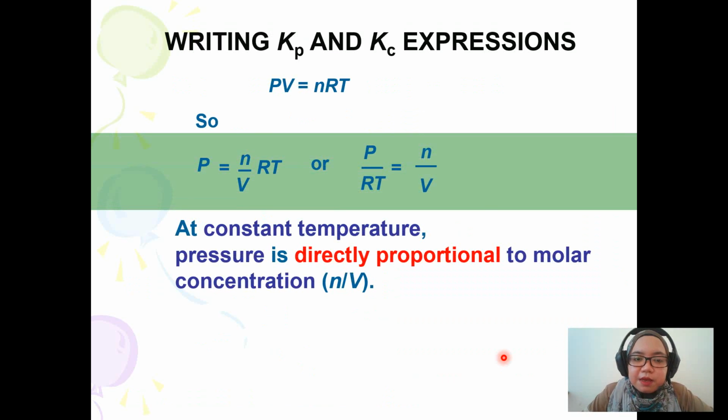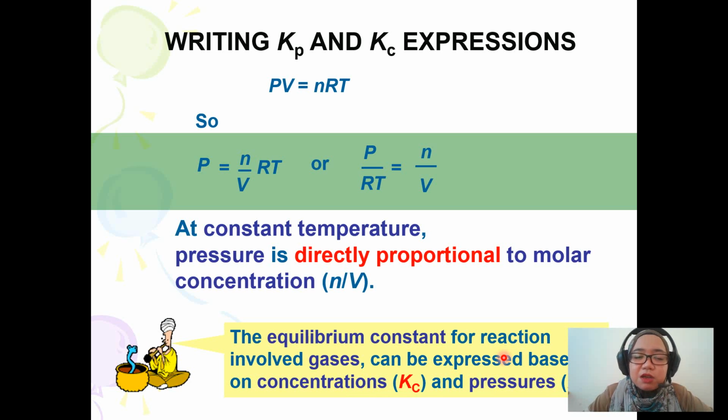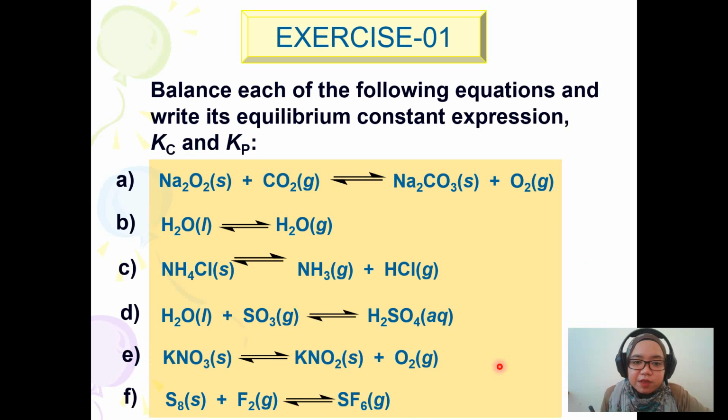So for Kp, since we need to find the partial pressure for each of the reacting species, we need to use the ideal gas equation PV equals nRT, where we can find the partial pressure P equals n over V times RT. So the equilibrium constant for a reaction involving gases can also be expressed based on concentration and pressure. But species other than gases can only be expressed in terms of concentration, because partial pressure is only applicable for gas. For exercise 1, you can do it by yourself, for practice.